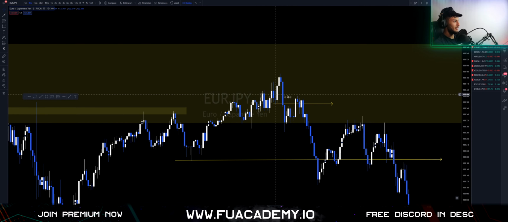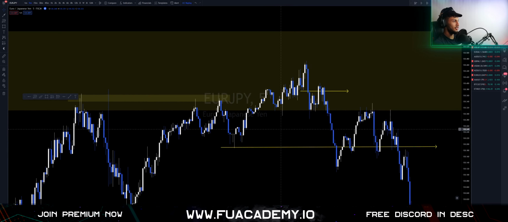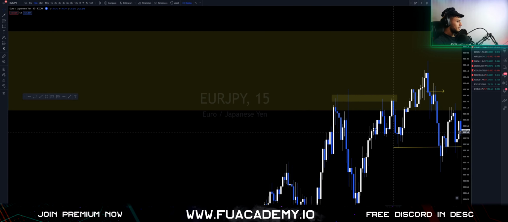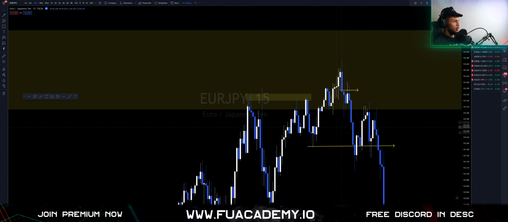So that would have been a 50% imbalance entry. Boom. Now, let's say you missed it. Let's say you don't take imbalance entries. No worries. You get that break of structure to the downside, and you can see that off the 15-minute time frame. Once you get that break of structure to the downside on the 15-minute time frame, perfect.